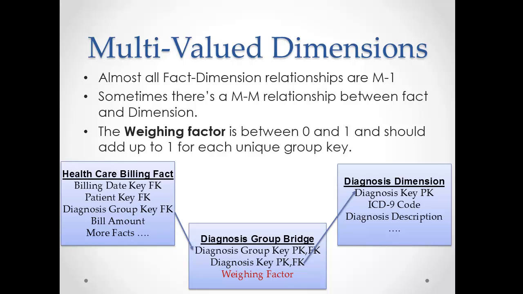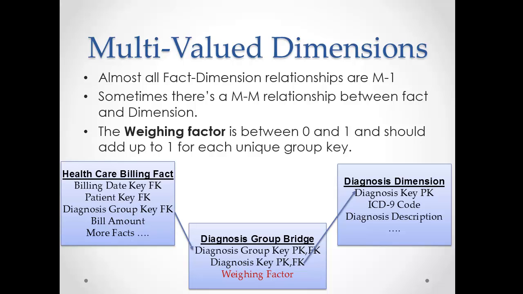So let's suppose your doctor bill is $100 and you got diagnosed with two things, the flu and a broken arm. So for each of those diagnoses in your bridge table, you would have to weight them accordingly. Like maybe the flu gets 0.7 and then the broken arm gets 0.3. And that way when you go to roll up a bill amount by the actual diagnosis, you can say, well, that broken arm that Mike got, that's $30. The flu that Mike got, that's $70, because you're taking that 0.7 and multiplying it by $100 for the bill amount. But the weighing factor should always add up to 1.